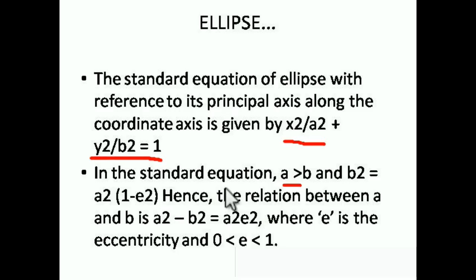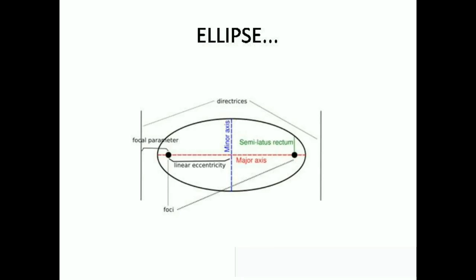But if it is the reverse, that means b is greater than a, then the major axis of the ellipse is the y-axis, okay? And at that time this equation becomes a square is equal to b square into 1 minus e square, okay? We all know that this is a very basic thing. So this is an ellipse having the major axis as the x-axis.